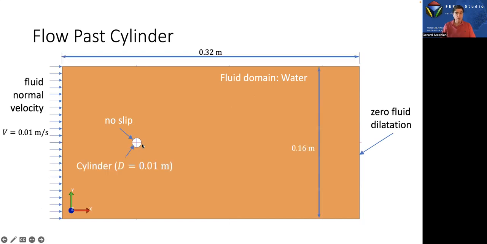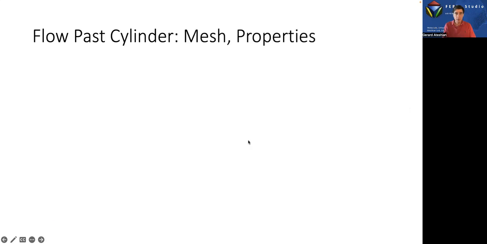And we're going to adopt the following dimensions. We're going to let the domain be 32 centimeters long, 16 centimeters high, and the diameter of the cylinder be 1 centimeter. But we're going to use SI units, which is why I'm giving you all the dimensions here in units of meters. We're going to evaluate the Reynolds number for the properties of water, the diameter that we're using, and the velocity that's prescribed here. It'll turn out that the Reynolds number is equal to 100.